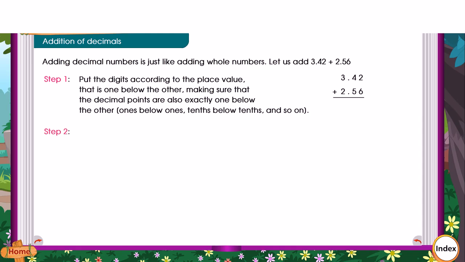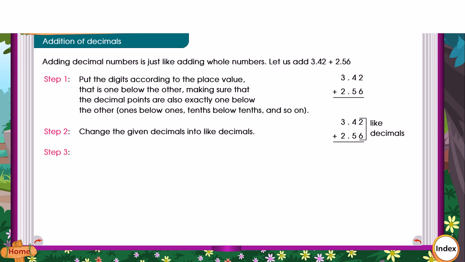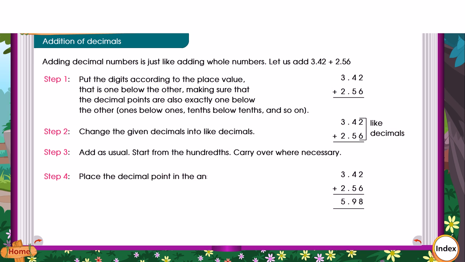Step 2. Change the given decimals into like decimals. Step 3. As usual, start from the hundredths. Carry over where necessary. Step 4. Place the decimal point in the answer in the same place as the numbers above it. Answer: 3.42 plus 2.56 is equal to 5.98.